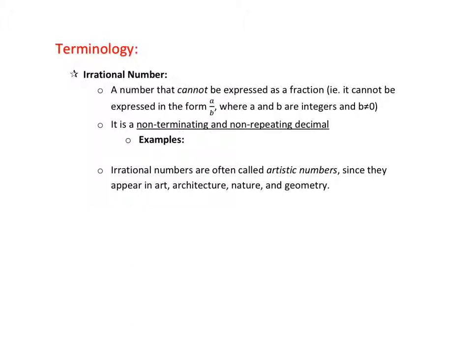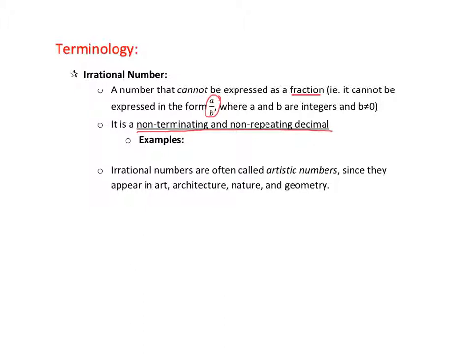In this section, we're looking at irrational numbers. And irrational numbers are all numbers that are not rational. In other words, they cannot be expressed as a fraction. So they cannot be written in the fraction form a over b, where a and b are integers, and of course the denominator b cannot equal 0. Irrational numbers, put another way, are non-terminating and non-repeating decimal numbers.